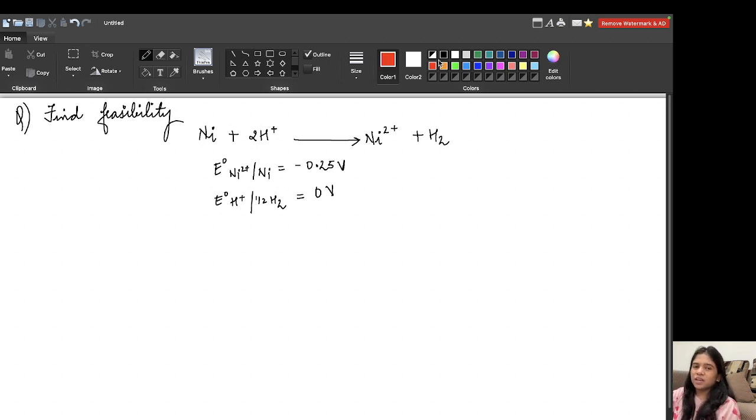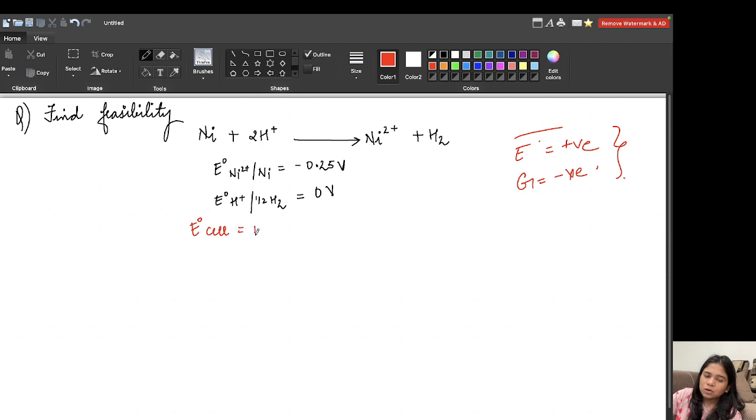So there are two things from which you can find it out. You can either find it out by whether your E value is positive or whether your delta G value is negative. To check the feasibility, you need to check either of the two things. So you can see finding the E naught value will be quite easy, right? Because E naught of cell equals E naught of cathode minus E naught of anode. Now, how do you check which is cathode, which is anode?